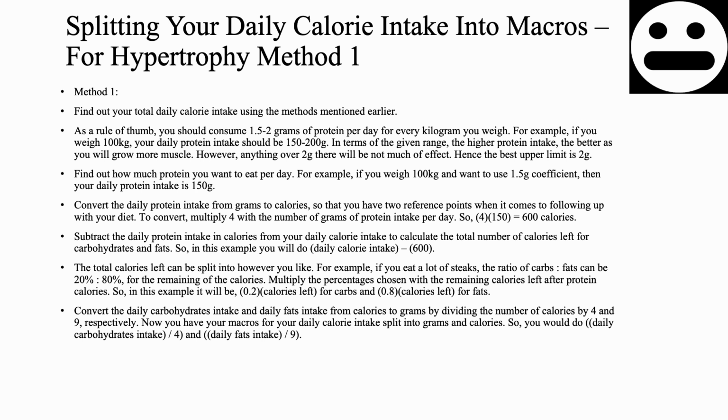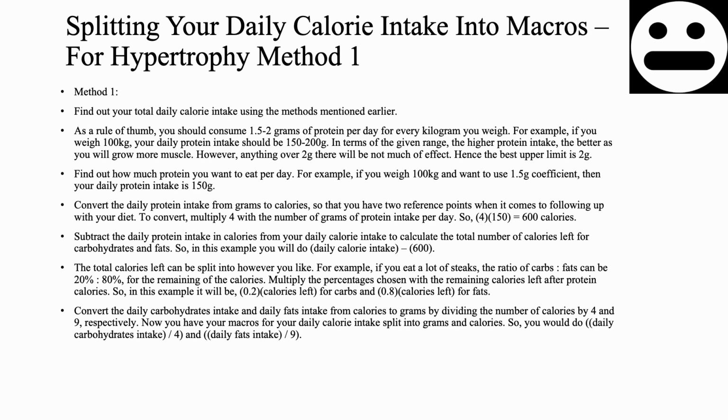As a rule of thumb, you should consume 1.5 to 2 grams of protein per day for every kilogram you weigh. For example, if you weigh 100 kilograms, your daily protein intake should be 150 to 200 grams. In terms of the given range, the higher protein intake, the better, as you will grow more muscle. However, anything over 2 grams, there will not be much effect. Hence, the best upper limit is 2 grams. So don't go crazy by doing 3 grams or 4 grams. Then you're just going to waste it, to be honest. Now, then, find out how much protein you want to eat per day.